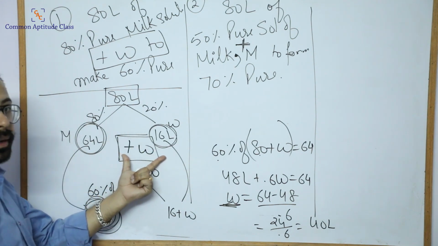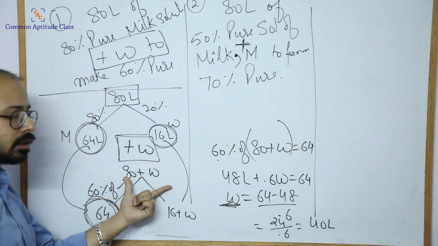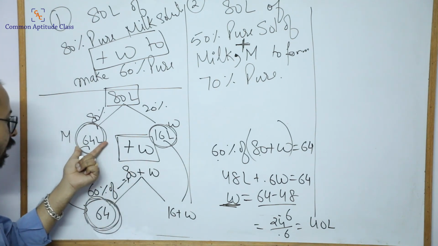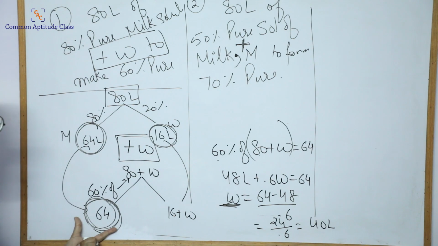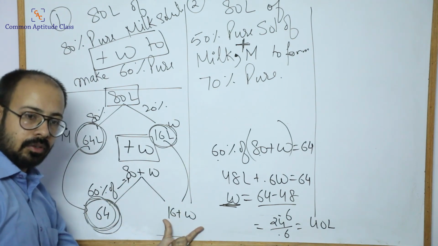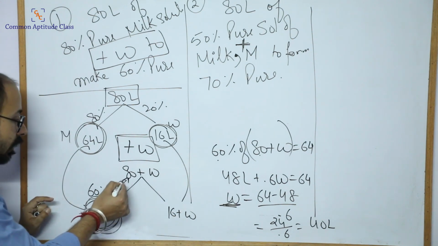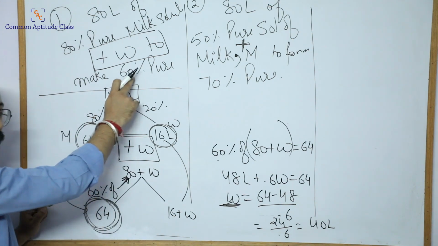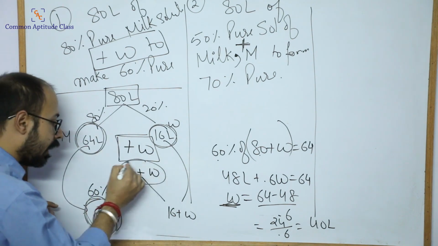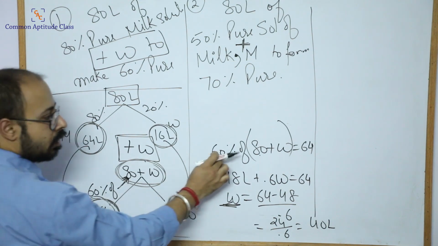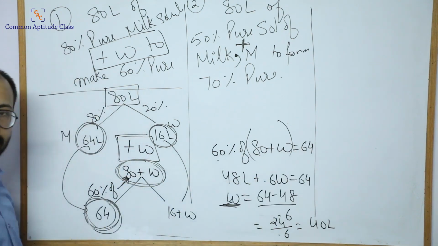The water added makes the content of the beaker 80 plus W. So the 64 liters I am not going to touch. It will transfer as it is to the new beaker, that is 64. So in the new beaker, 16 plus water will be added. Fair enough. Now this 64 is 60% of what? Of the new content in the beaker. So 60% of this content is equal to 64 liters. So solve for it and done.